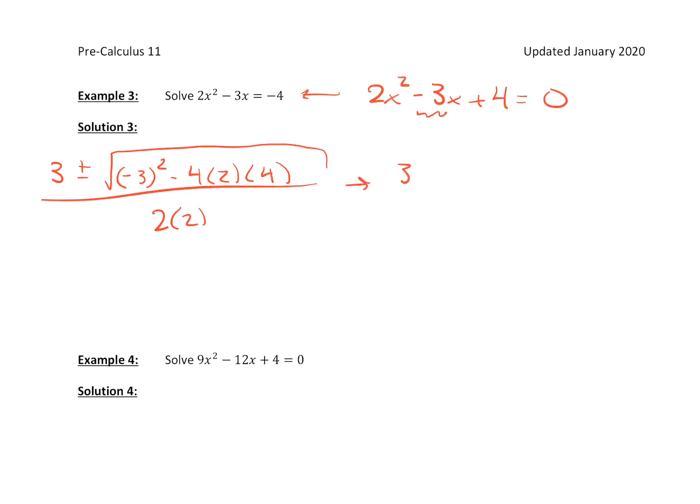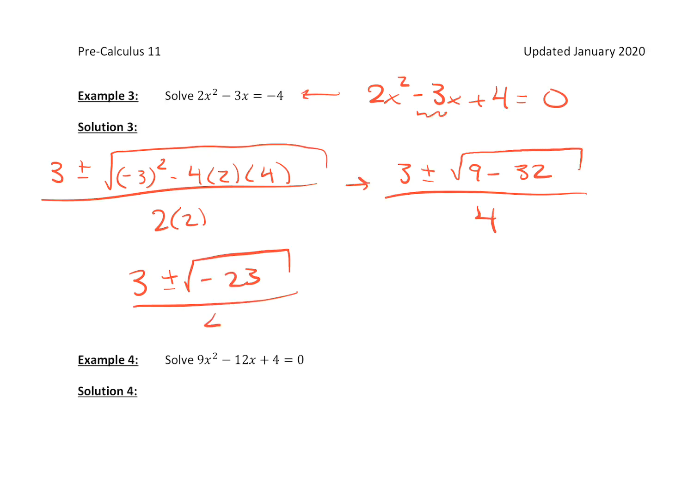Now we're going to get 3 plus or minus the square root of 9 minus 32 over 4. I don't know about you, but alarm bells are going off in my head because 9 minus 32 is -23. This is not allowed. So you're done. No solution. Those are always nice. And that's where we're going to talk about the discriminant, right?